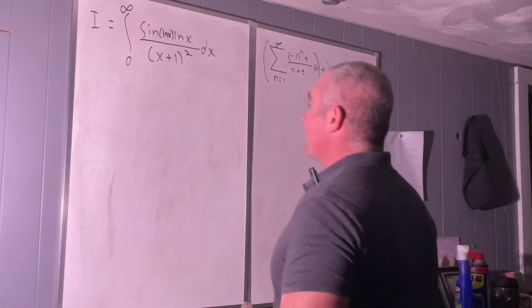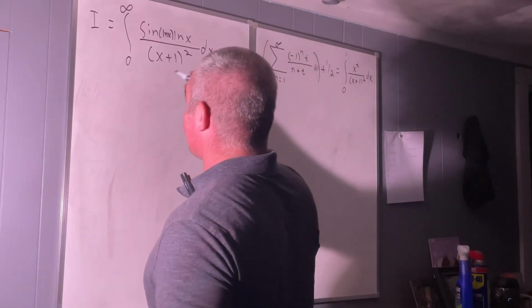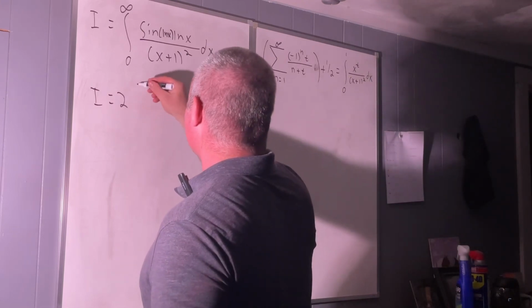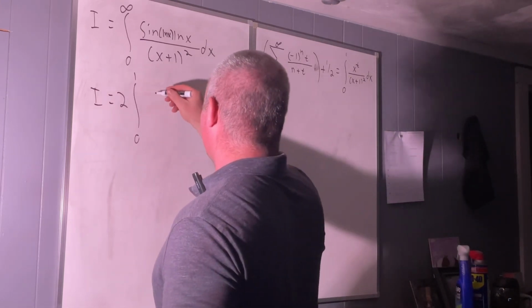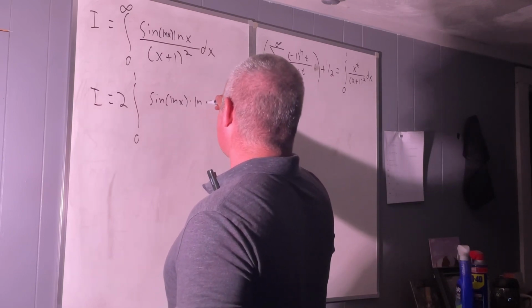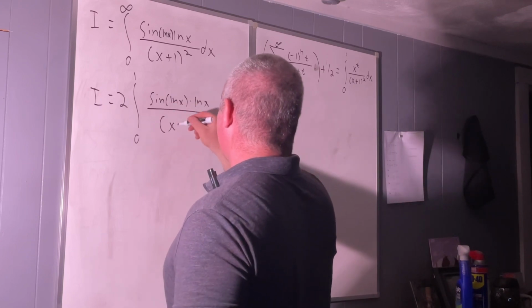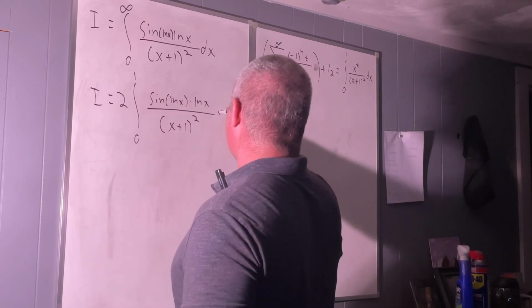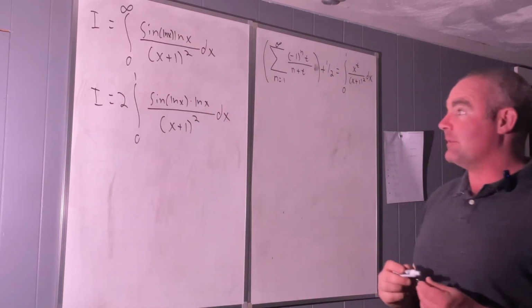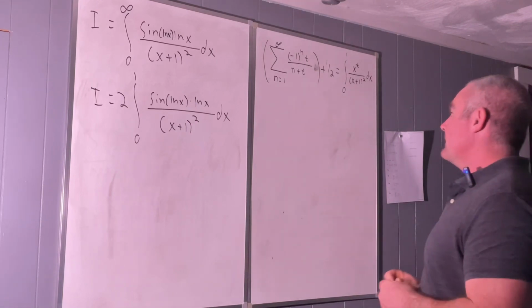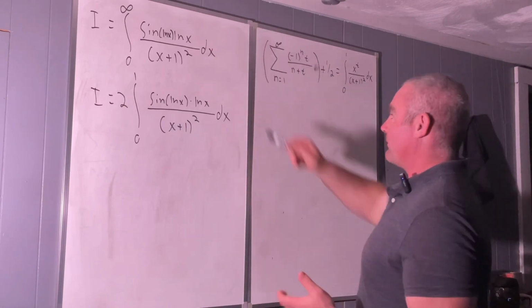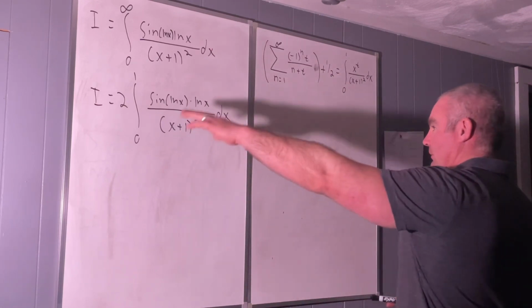So let's get started. First step is, I'm not going to show the work involved in this, but we can jump right to I being equal to 2 times the integral from 0 to 1 of the sine of natural log x times natural log x over x plus 1 squared dx. That comes from breaking this up into 2 separate integrals and then performing a substitution on the second one. If you've watched my other videos, you probably saw that right away. You probably knew that I was going to do this.